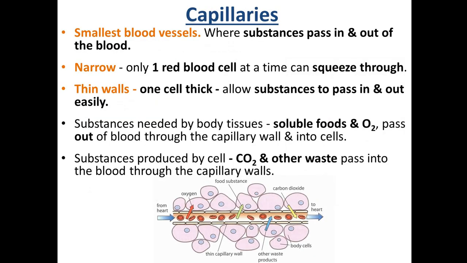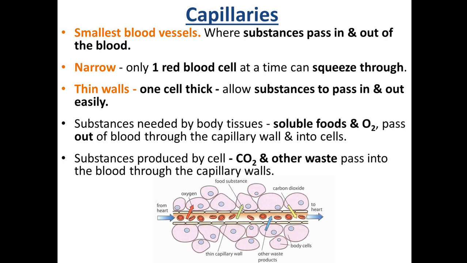Capillaries are the smallest blood vessels, and they have very thin walls that allow substances to pass in and out of the blood. They are very narrow, so they only let one red blood cell squeeze through at a time. They have thin walls which are only one cell thick, which allow substances to pass in and out of the cells and the capillaries very easily.